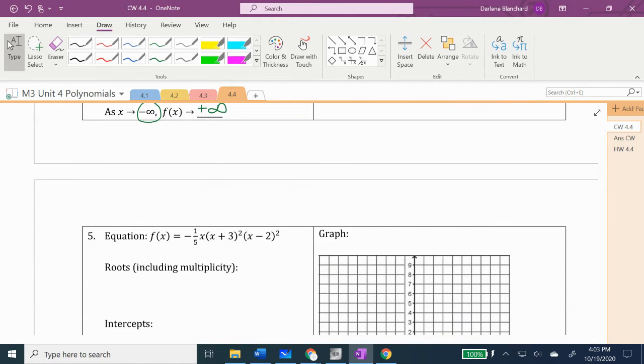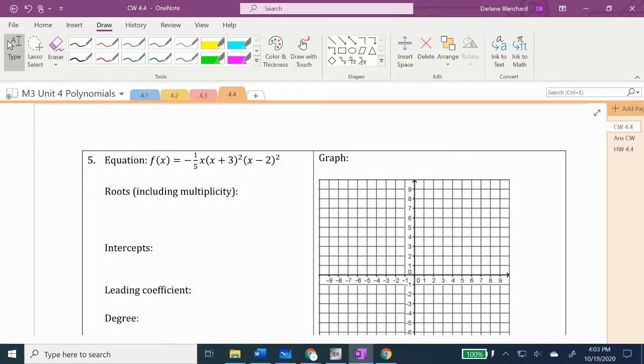Then going on with the rest of the classwork, here is another example. I start off with the roots or the zeros. I have an x sitting there as a factor. That gives me a 0 of 0. There's an understood multiplicity of 1. So you can see that x is a factor. That means you have a root 0 with multiplicity 1.